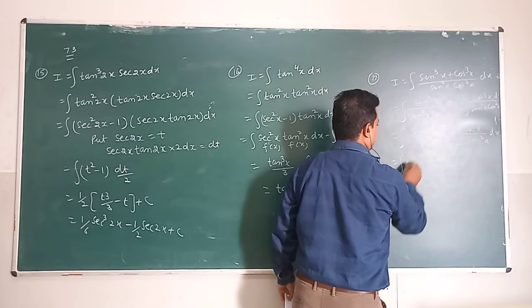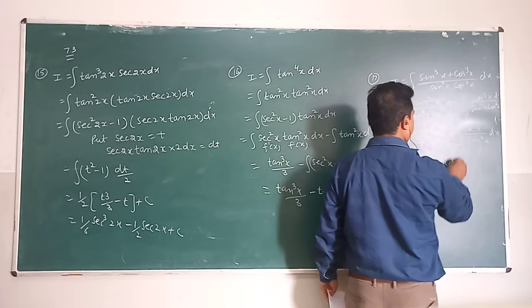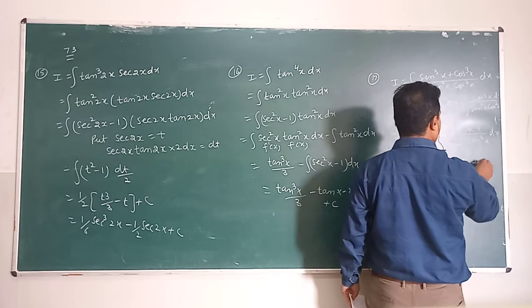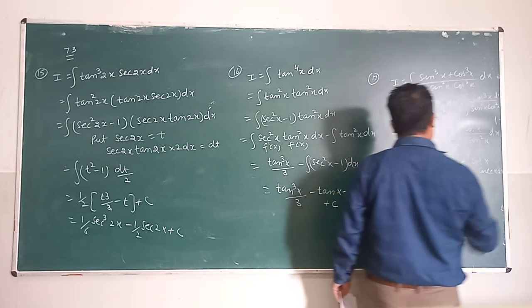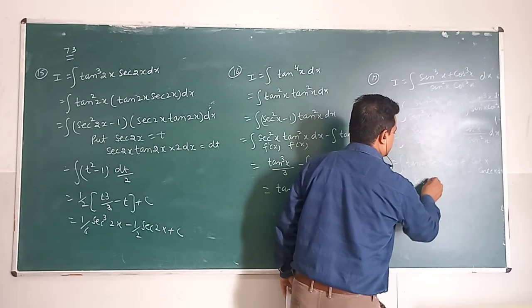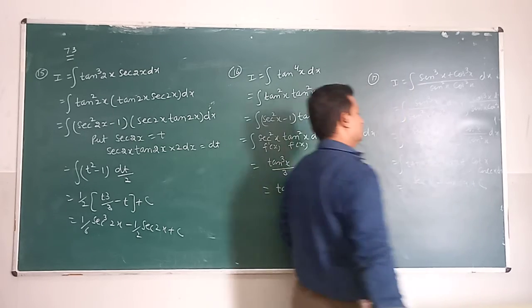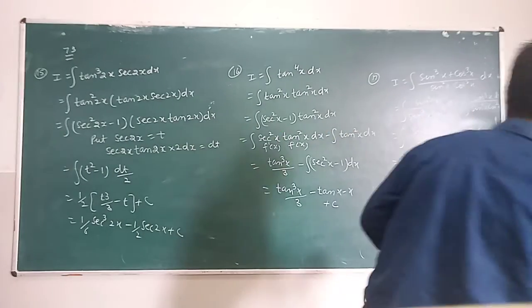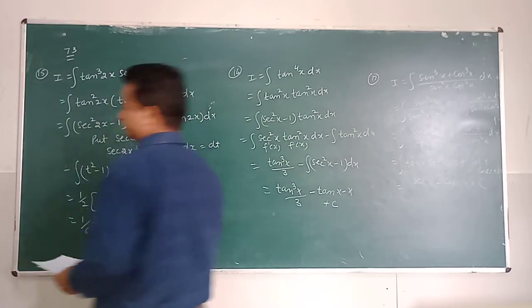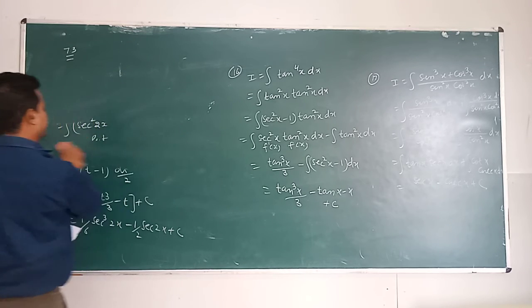We write this: sin over cos is tan and 1 over cos is secant. So this cos over sin is cot, 1 over sin is cosecant. So the integration of this is secant x, and this is minus cosecant x. So the integration of this question is secant x minus cosecant x. This is the answer.